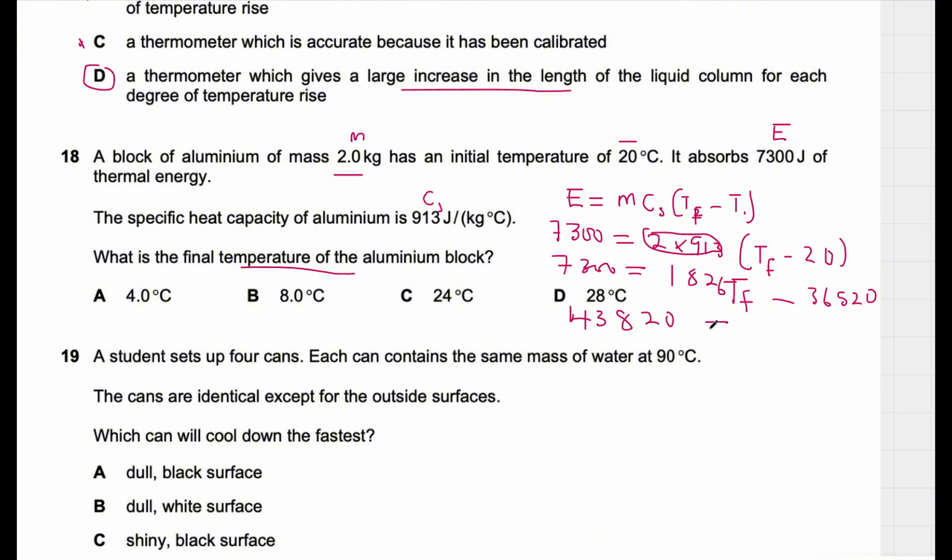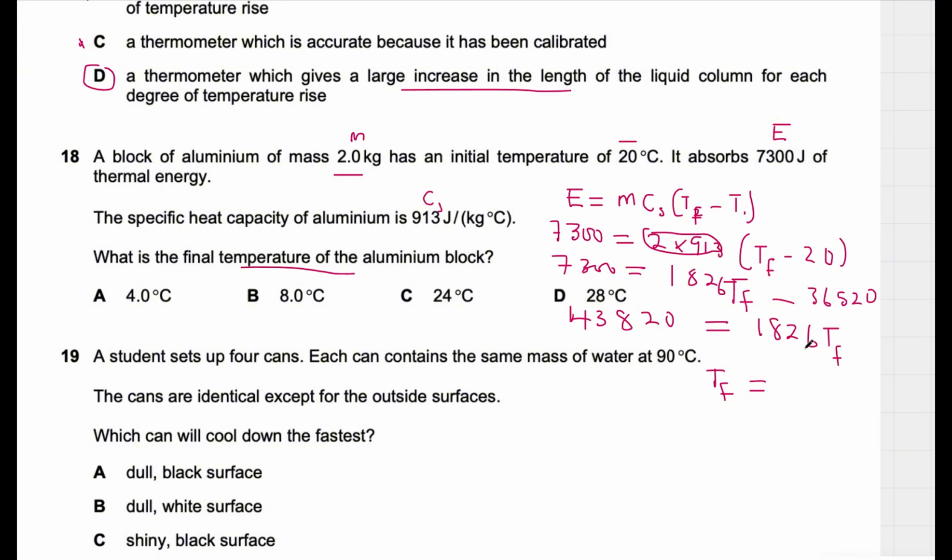23,820, which is equal to 8026 TF, the final temperature. So we divide both sides by 8026. So TF, the final temperature, will be equal to 43,000 divided by 8026.